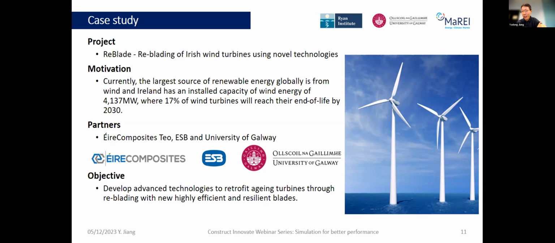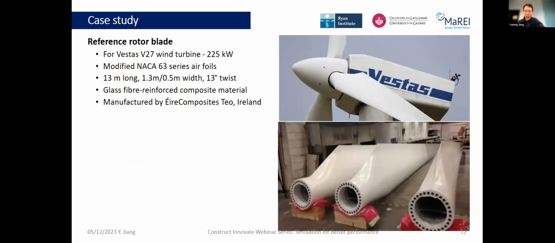This project is proposed with two partners, Air Composites and the ESB, and the main objective is to develop advanced technology to retrofit aging turbines through reblading the turbine with highly efficient and resilient blades. So this case study tries to design an optimized new blade that will give the turbine better performance. And when I say performance, I mean the power production rate.